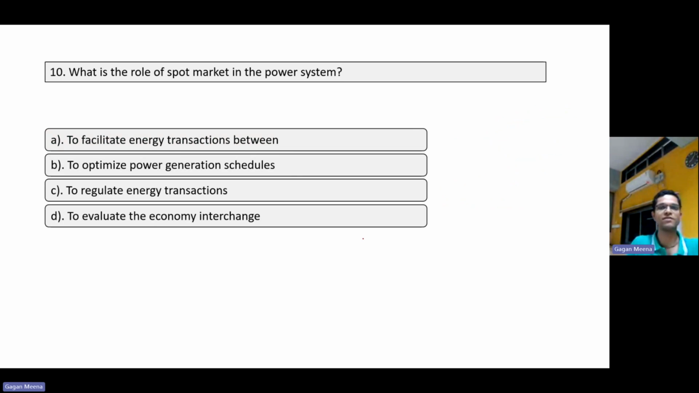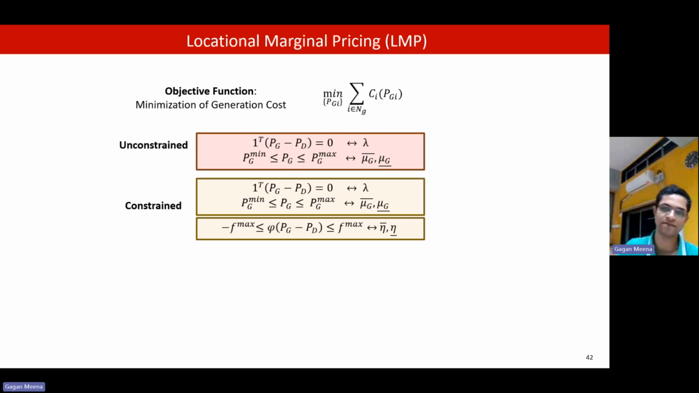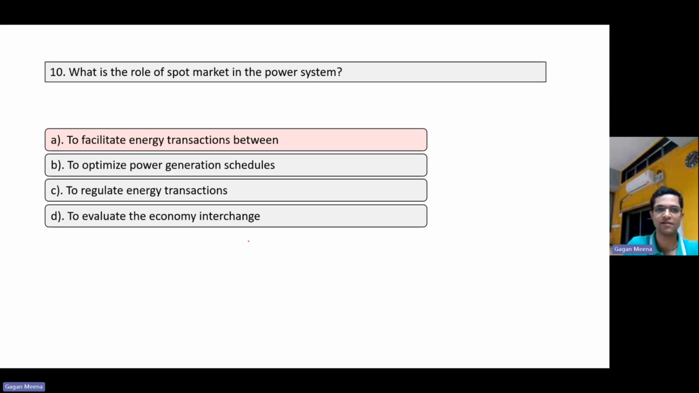Last question, what is the role of spot market? To facilitate energy transaction, to optimize power generation schedule, to regulate energy transaction, to evaluate economic interchange. The answer is to facilitate energy transaction. So we'll stop here.